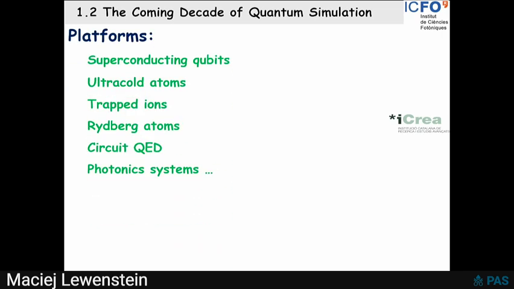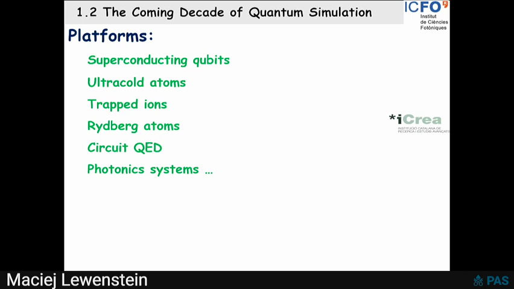So what are the platforms? There are many which have been mentioned. I have written here a few which are the most important. Superconducting qubits, which have also been mentioned by John. Ultra-cold atoms, discussed by Randy and by Emmanuel. Trapped ions, we didn't have much about trapped ions, but they are very important also. They have small systems, but very precise and very well controlled.